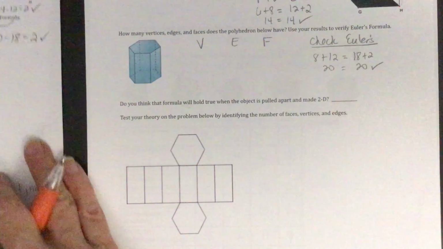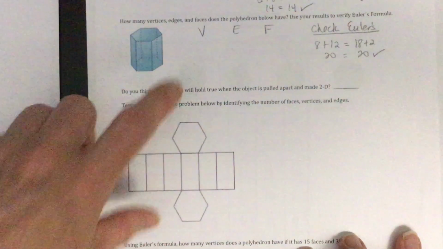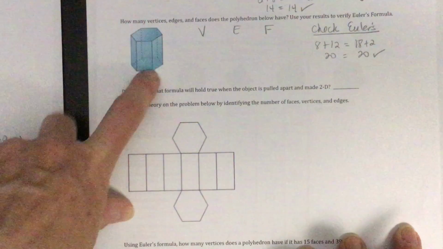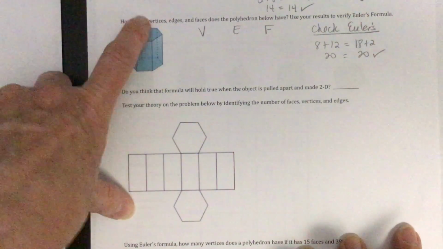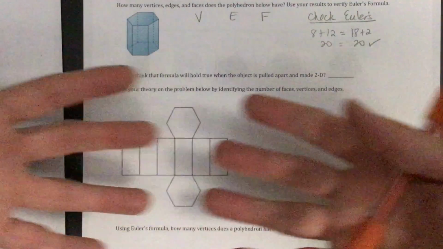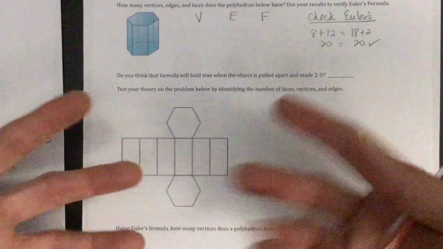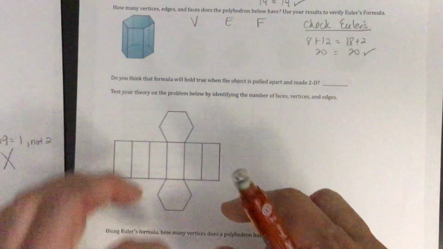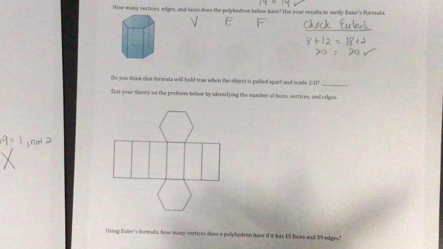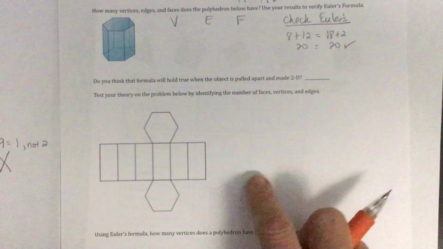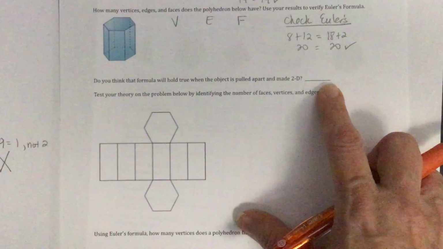All right. Now we have kind of a weird question next. If I took this prism, this is called a hexagonal prism, by the way, because the top and the bottom of it are hexagons. If I were to take that and cut it open and lay it flat so it looks two-dimensional like this, the question is, do you think the formula would still hold true? Would the faces that we see plus the vertices that we think we see equal the edges plus 2? Okay, so what do you think?